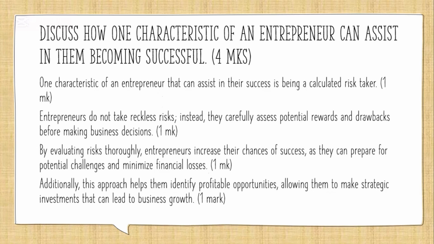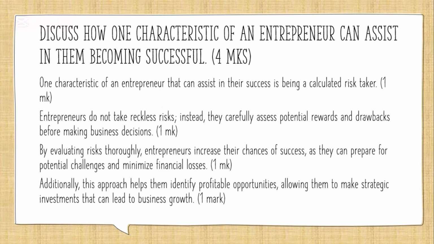So we're actually looking at cause and effect, basically. So in this case now, one characteristic of an entrepreneur that can lead to their success is being a calculated risk taker. Again, 1 mark. Entrepreneurs do not take reckless risks, similar to what we had said before. Instead, they carefully assess potential rewards and drawbacks before making any business decisions. That is going to give them a mark.